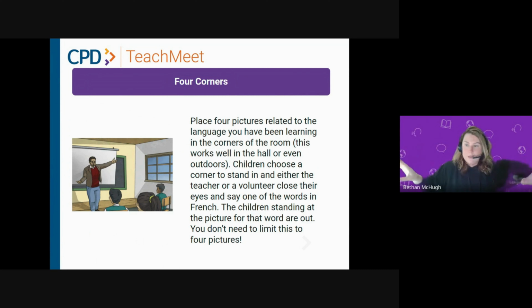Children go to the corner, and then you close your eyes, and I'm going to pick, and then you pick one of the words. Everyone in that one is out until eventually somebody's left. But you can, of course, put more pictures up, and they have to go to them until eventually some people are out. Works quite well on the floor with jumping on cards as well, or you could lay some hoops and just put your flashcards down on the floor. That works really well.